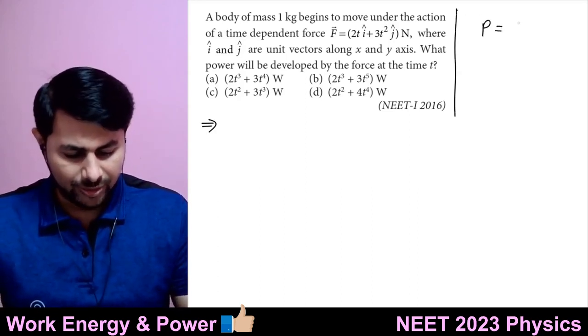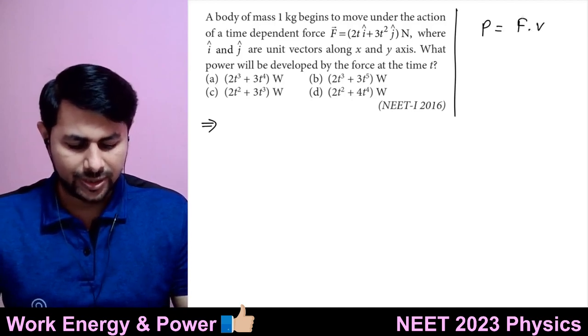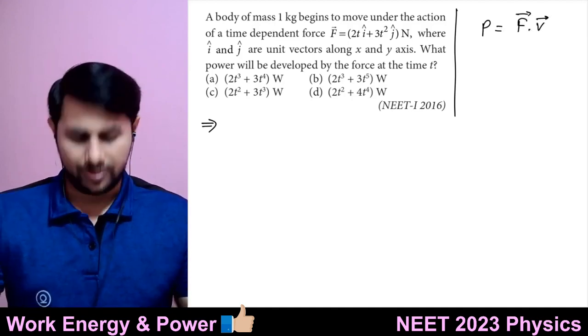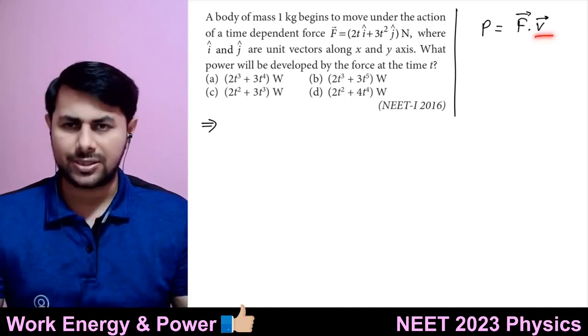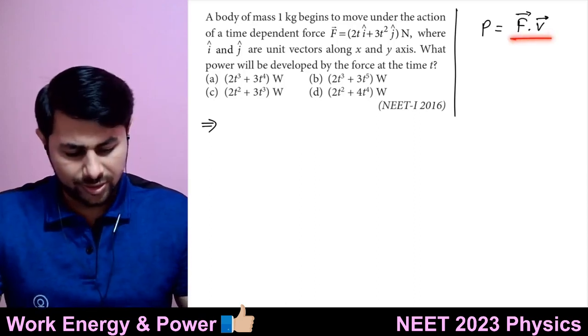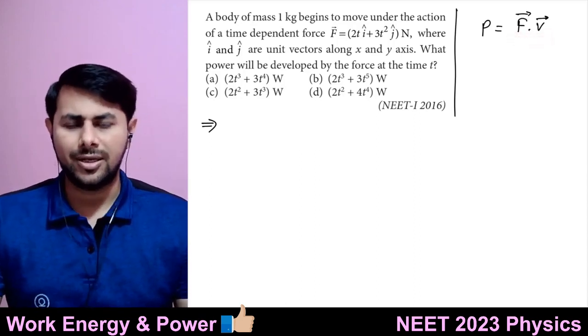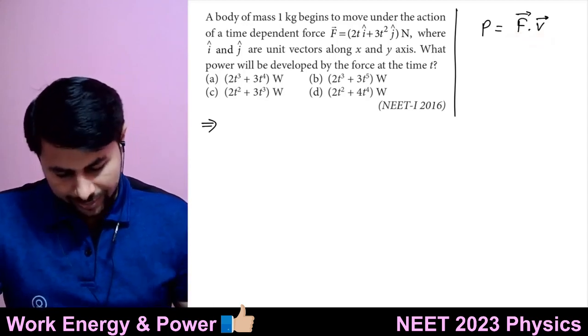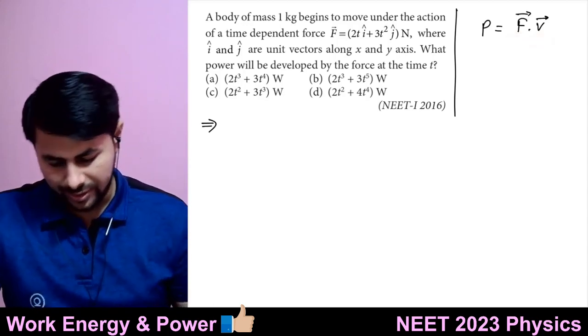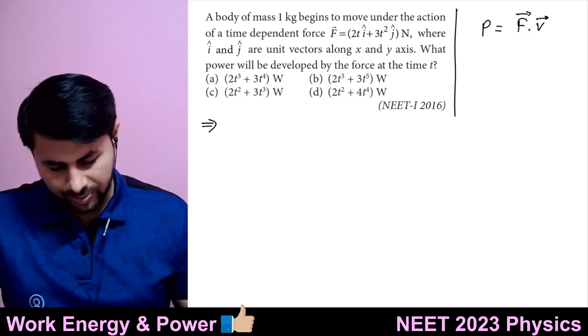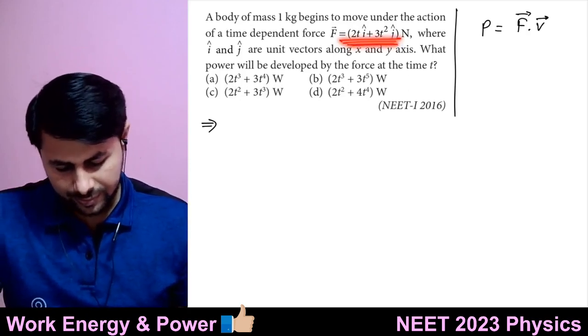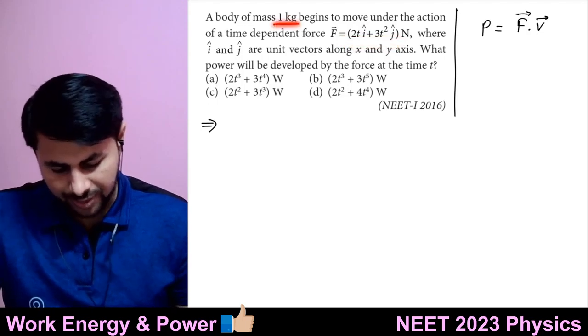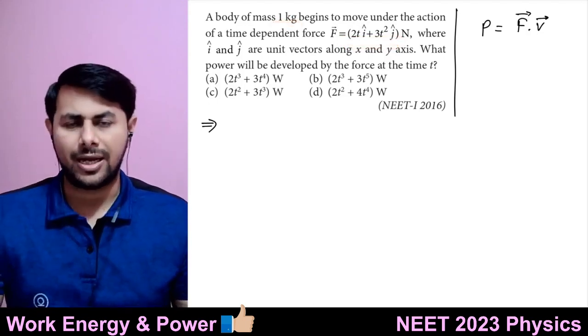The instantaneous power is force times velocity. Force is a vector quantity, velocity is also a vector quantity. So it is the dot product of force and velocity. That means we have to find out the velocity. So this is the force, right? And mass is given. That means you can find out the acceleration.